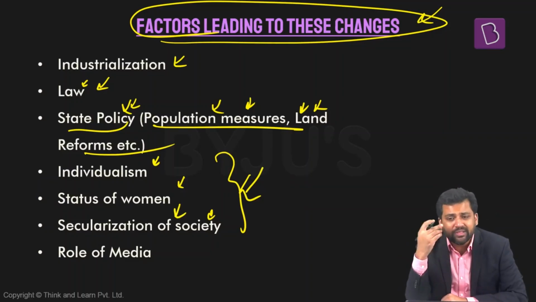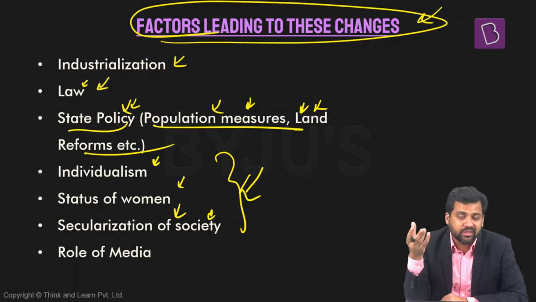Similarly, if society is getting secularized, that means the role of religion in society goes down. So people will start questioning things. Many times what happens? Religion will prescribe or say that children are a blessing, so you should have more number of children. As a result of it, the family size becomes large.